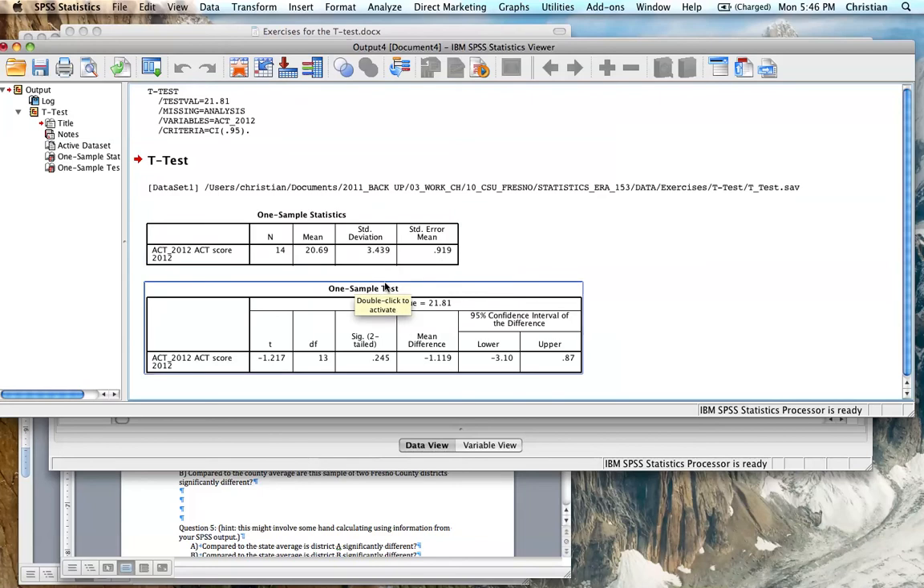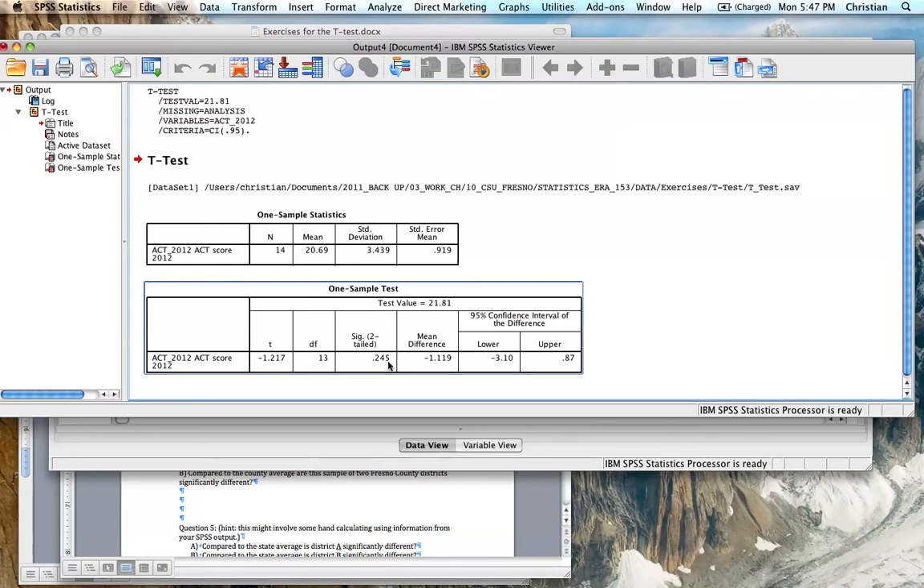So the one sample t-test summary tells us right here the test value that we entered was 21.81. So the difference between 21.81 and 20.69 is right here, minus 1.119. And when we calculate the t-value for this difference, we get a minus 1.21 with 13 degrees of freedom, and we get a probability of 0.245. So the significance level is not below 0.05.